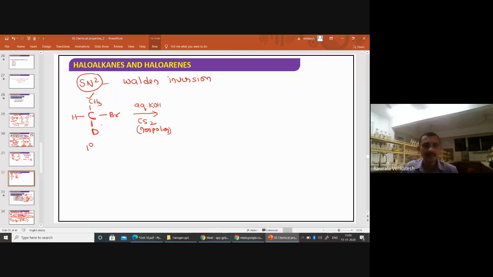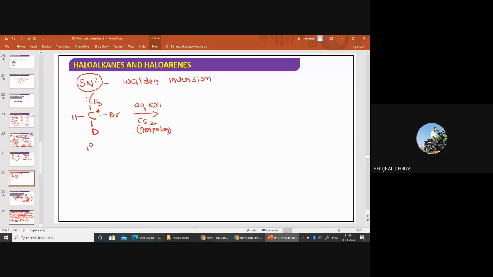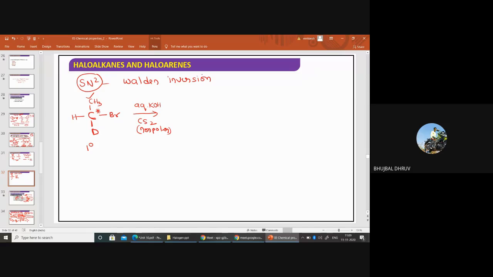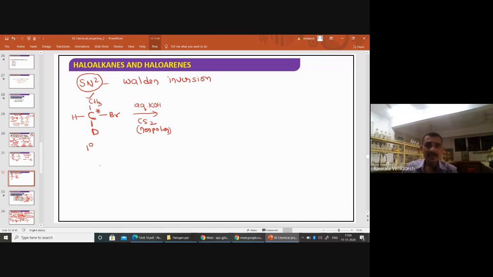Now, is this carbon a chiral center or not? Tell me. Yes, it's a chiral center. See, all are different groups: one is bromine, one is methyl, another is hydrogen, another is deuterium. So there is not much to think about here. Definitely it is a chiral center, right? So definitely we get inversion of product. If it is not a chiral center, we don't get any inversion product. Normal product. Even in SN1 also we get a normal product.